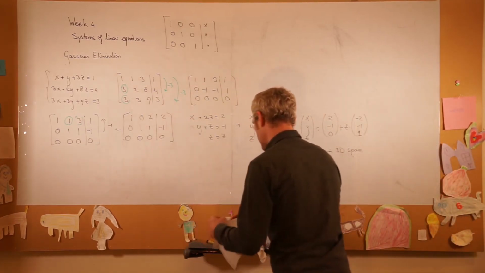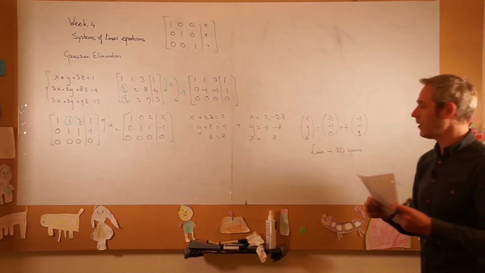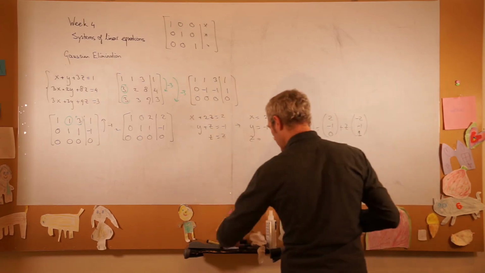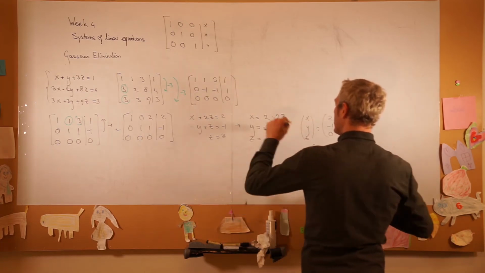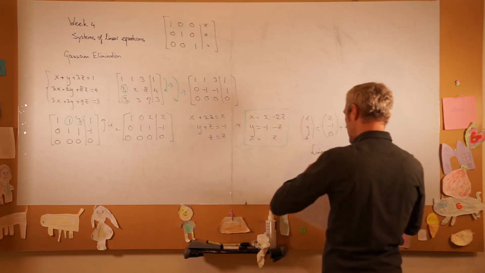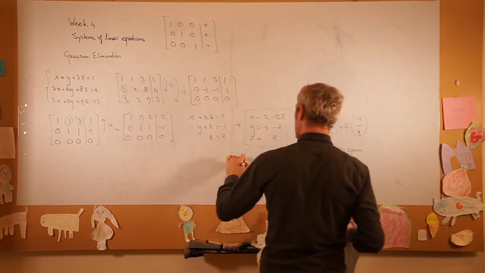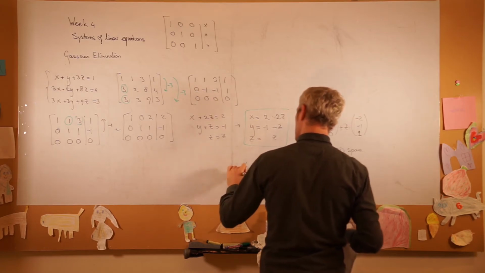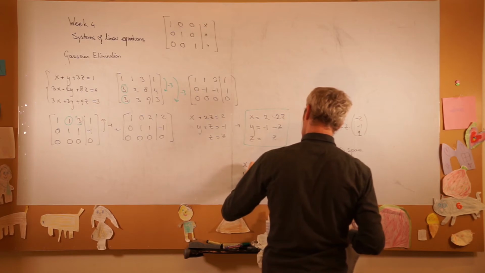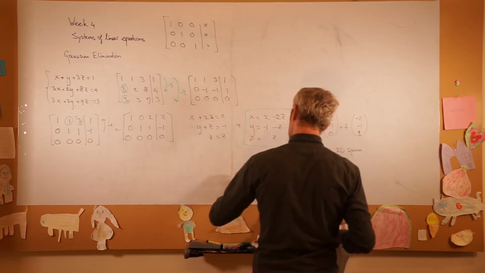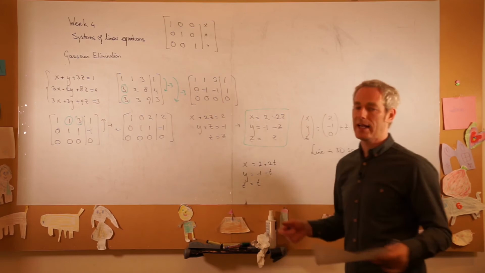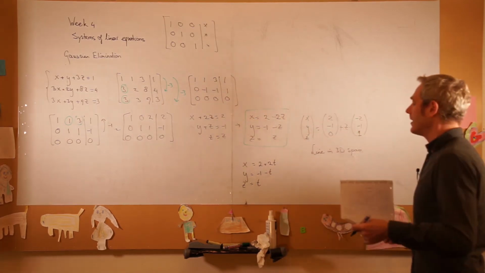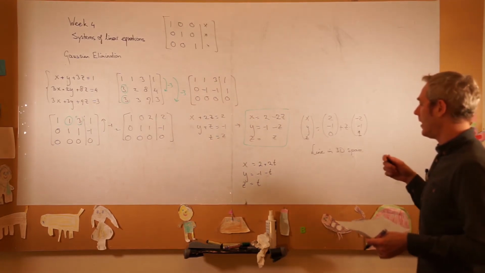Let's take a nice fresh pen. The book will write this as, well, you end up in this point, and the book will write x is 2 minus 2t, y is equal to minus 1 minus t, and z is equal to t. It just replaces that z by t, but in essence it's exactly the same solution. We have a line in 3D space.